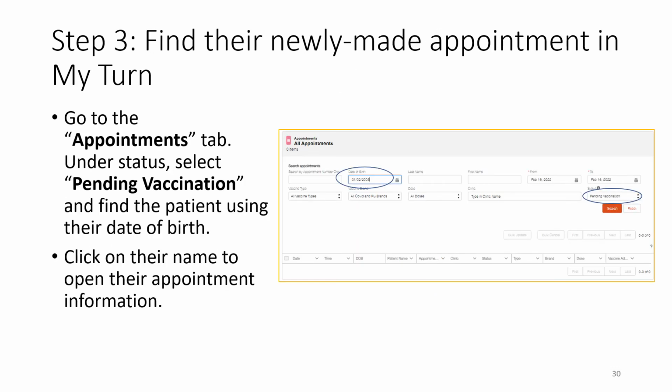Step 3. Find the newly made appointment in My Turn. After filling out the walk-in form, the patient now has an appointment. Go ahead and follow the same steps as you do for a patient that had a pre-existing appointment. To do this, you want to go to the Appointments tab at the top of the page and look the patient up under Pending Vaccination Status.